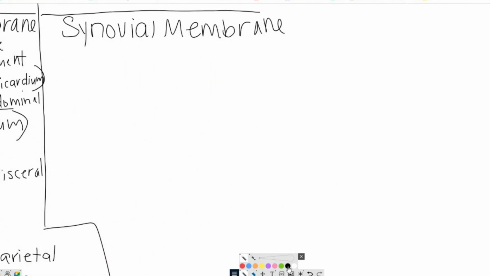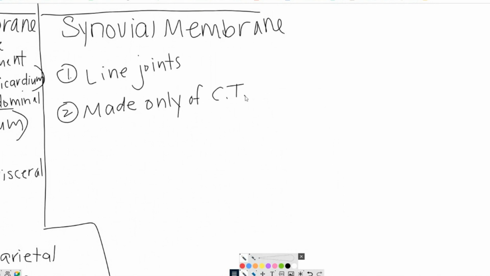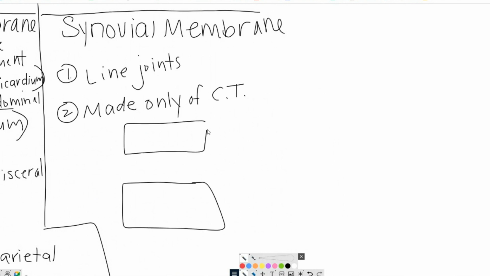So the last membrane is called a synovial membrane, and this one is very different from any of the ones we just drew, because this membrane is comprised of only connective tissue. This membrane will contain no epithelial tissue at all. We find this lining the joints. So this one is going to have a layer of connective tissue and another layer of connective tissue, but no basement membrane. Because remember, if we're not talking about epithelial tissue, then there wouldn't be a basement membrane there. So this is all connective tissue.